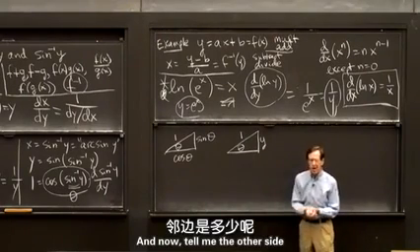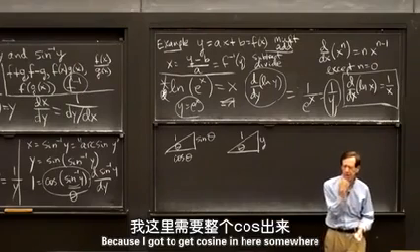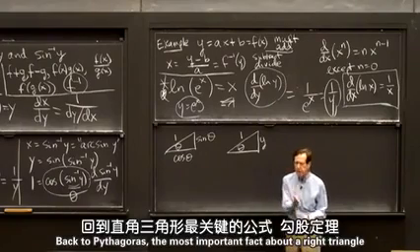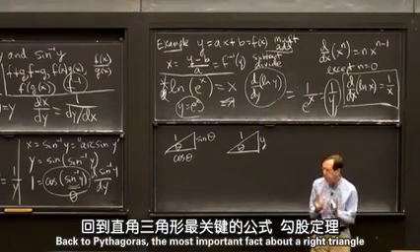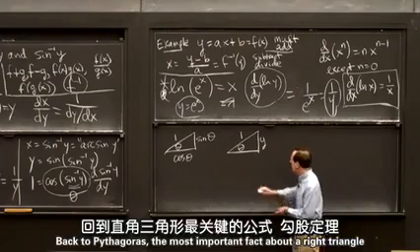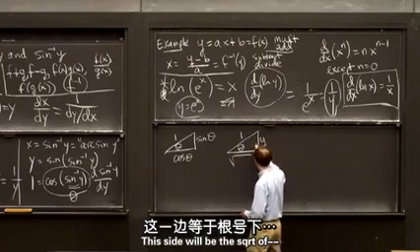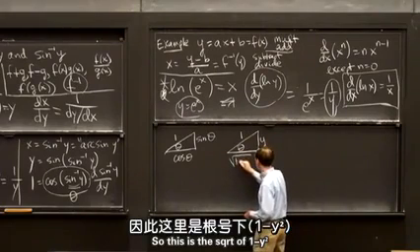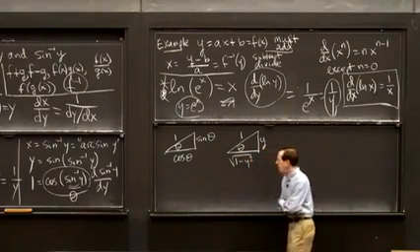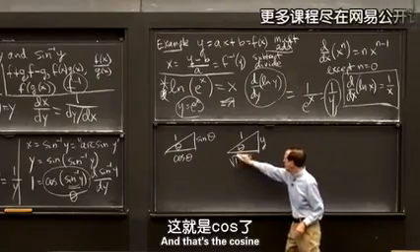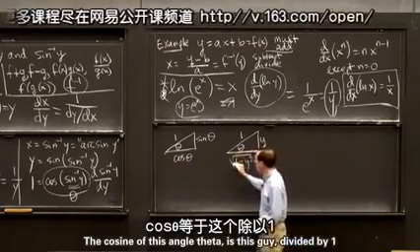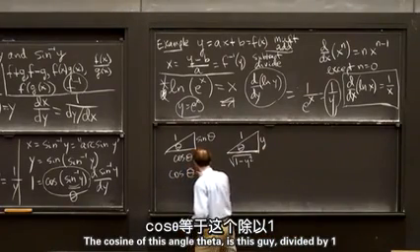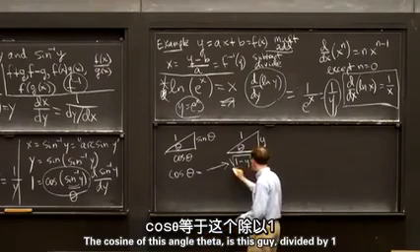And now tell me the other side, because I got to get a cosine in here somewhere. What is this side? Back to Pythagoras, the most important fact about a right triangle. This side will be the square root. If this squared plus this squared is 1, so this is the square root of 1 minus y squared. And that's the cosine. The cosine of this angle theta is this guy, divided by 1.